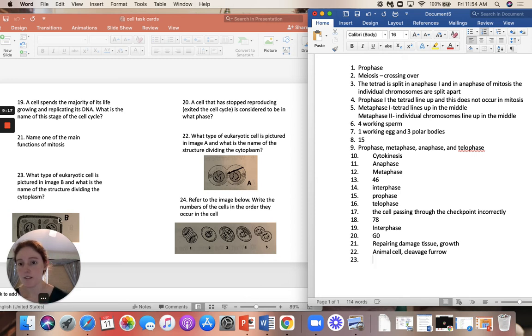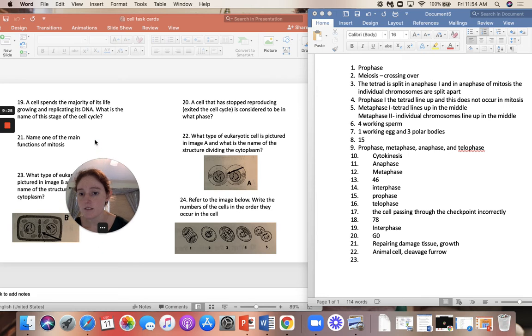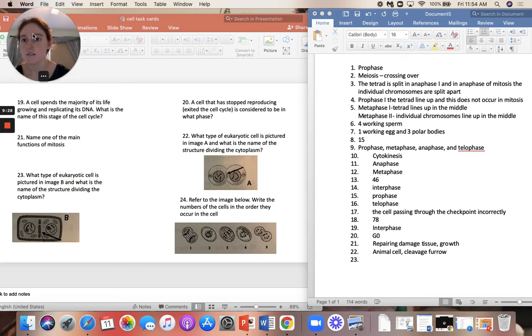23. What type of eukaryotic cell is pictured in image B? And what is the name of the structure dividing the cytoplasm? So let me move that a little bit. Let me put it up here. Okay. So we're looking at this one down here. It's a boxy structure, so this one is going to be a plant cell. And we're looking at this middle portion here, which is going to divide the cell, and that's called a cell plate.